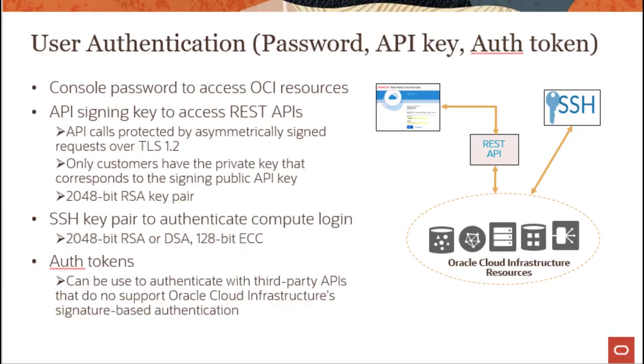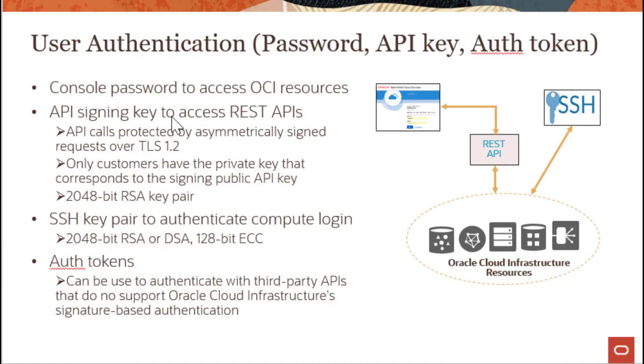So now let's dig a bit deeper into the user authentication part. Authentication can be password based. It could be an API key or an auth token that is used by a service or a user. To access the OCI console, you generally use a username and password. Here we are looking at Oracle Cloud Infrastructure resources. These resources can be accessed, if you are on the OCI console, through making REST API calls, or you can SSH into a compute instance, for example.